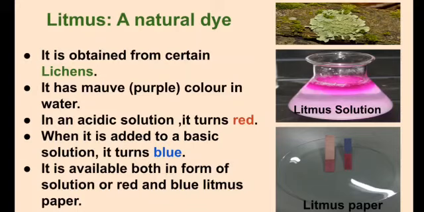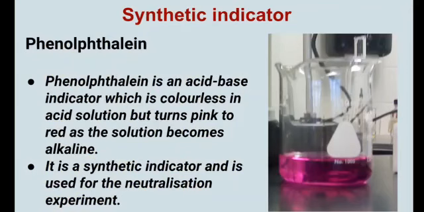It is available both in the form of solution or red and blue litmus paper. You can see in the third picture there is a litmus paper. If we dip the litmus paper in an acidic or basic solution, it will change color accordingly, red and blue. So this is all about litmus, a natural dye, which is commonly used in the laboratory to check the medium of the substances, correct?